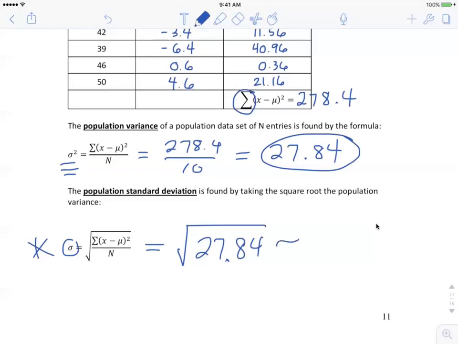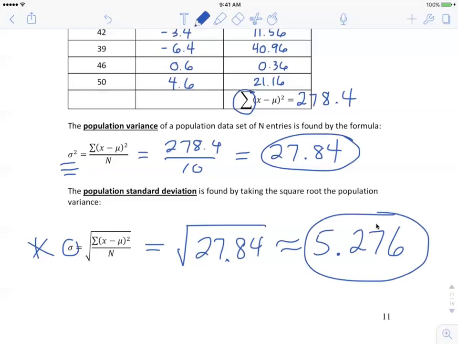And let's just round this to 2 decimal places, or how about 3? Let's go 3. That looks nice. 5.276 is what I'm seeing. Okay, that is the standard deviation of this data set.